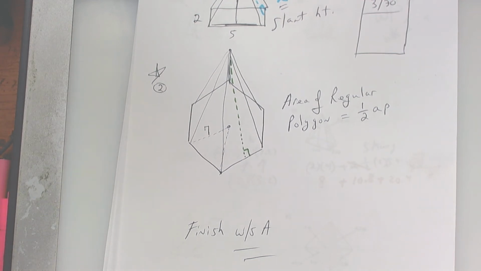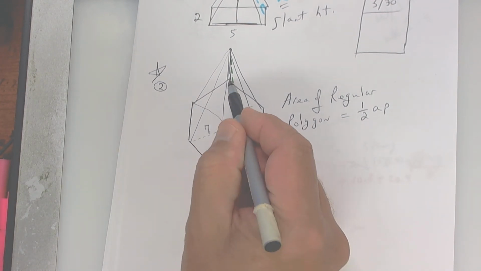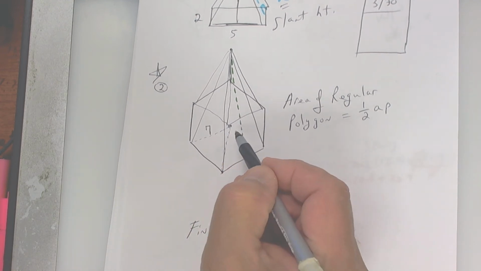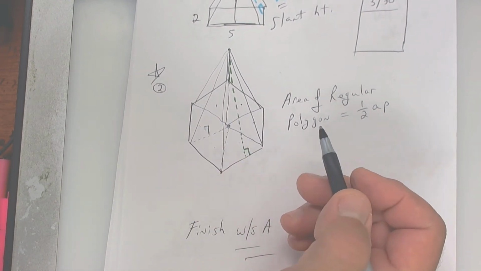Now, there's a lot of ways you can do this. Okay, like you could divide this up into triangles here, and you can find the area of one triangle. 1, 2, 3, 4, 5, 6 triangles.